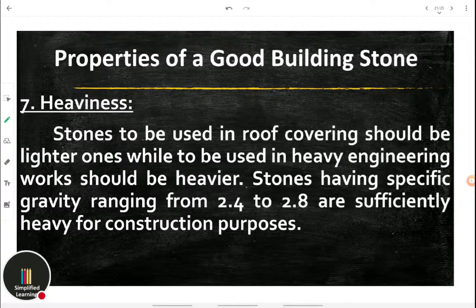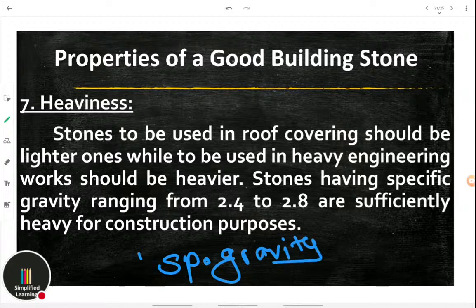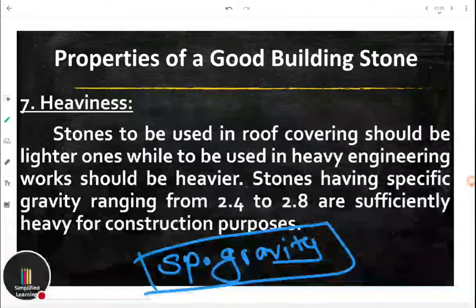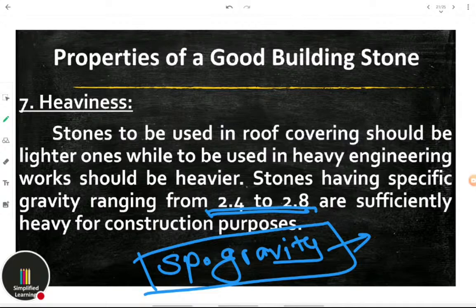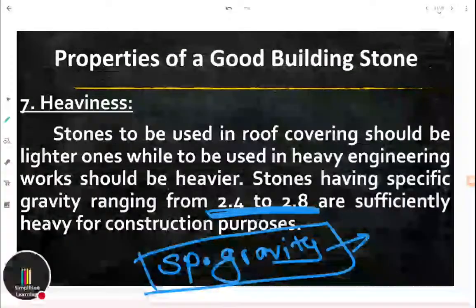Heaviness. When we are saying heaviness, we are specifically talking about specific gravity. Specific gravity means, when we are comparing the material with respect to a standard material, the density of that material indicates its specific gravity. More specific gravity, better the stone, heavier the stone. The desired range for good specific gravity is 2.4 to 2.8.